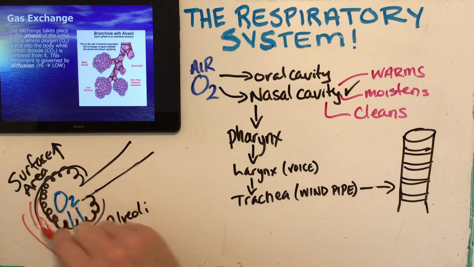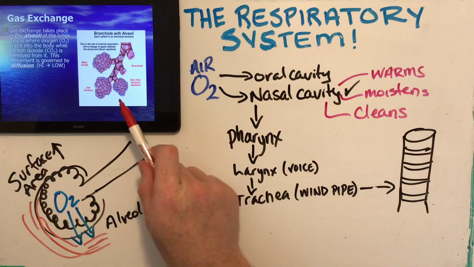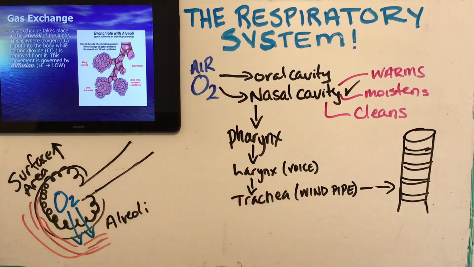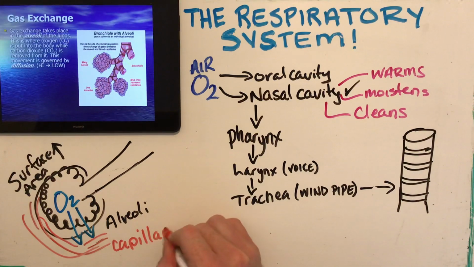More oxygen can cross into the capillaries that surround it. There's our blood vessels, our capillaries. They form like a mesh around them. You can see in the diagram here, the little blue network around the alveoli, around the clusters of grapes. Those are the capillaries. Capillaries are the smallest blood vessels in the body.